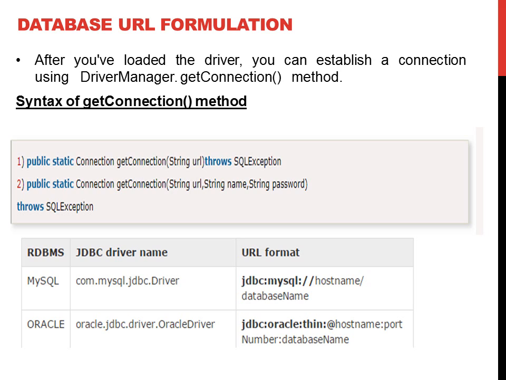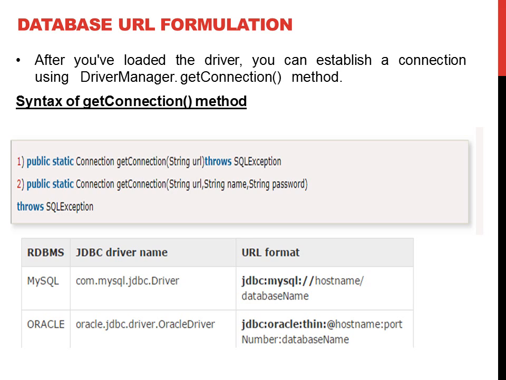In the second format, you have to pass the URL of the database, the username, and the password. Whenever you install a database, you will give a name, so there will be a username and there will be a password for accessing that database. So for the getConnection method to work, you have to pass the URL of the database as well as the username and password, and the getConnection method will return a connection object.